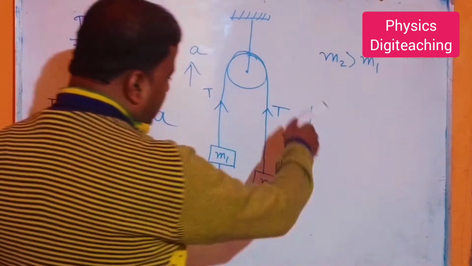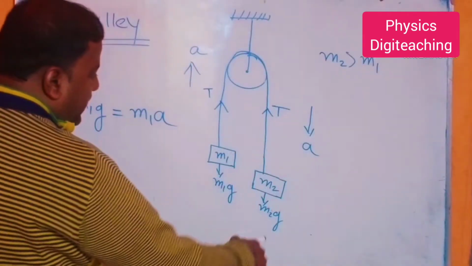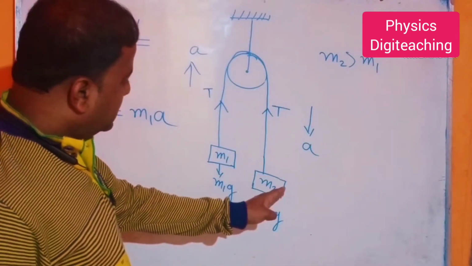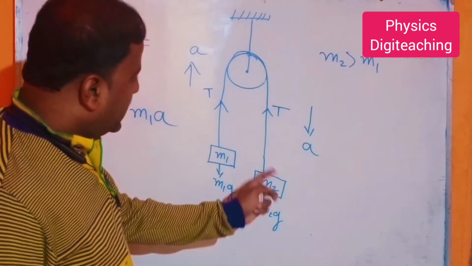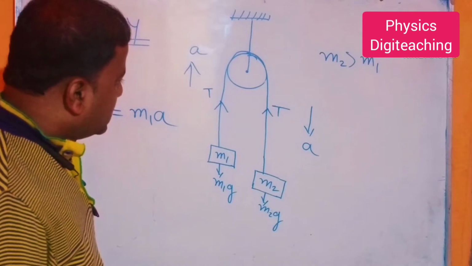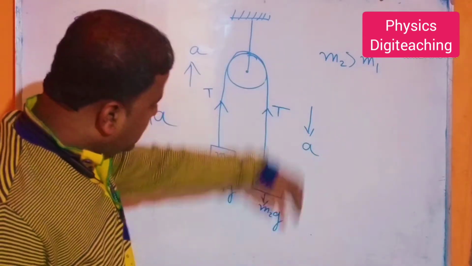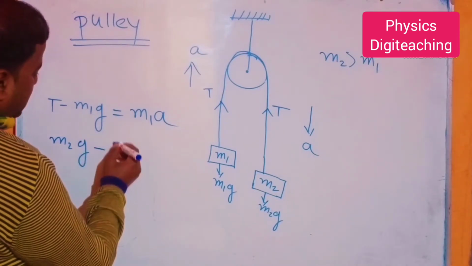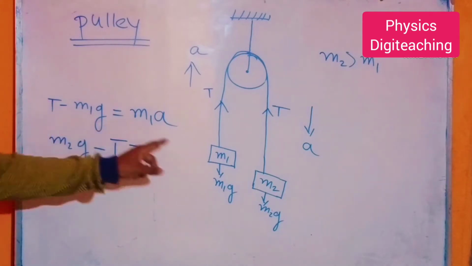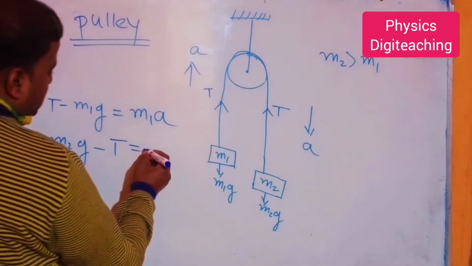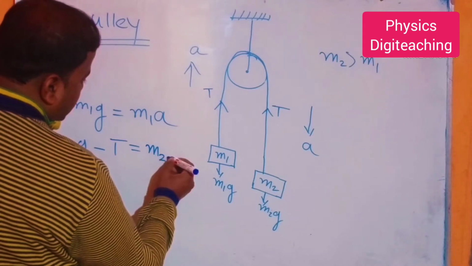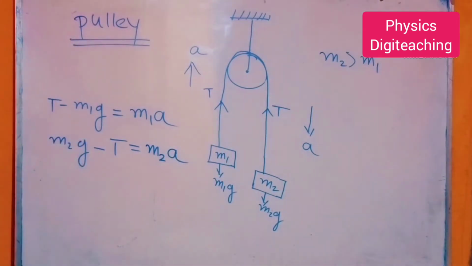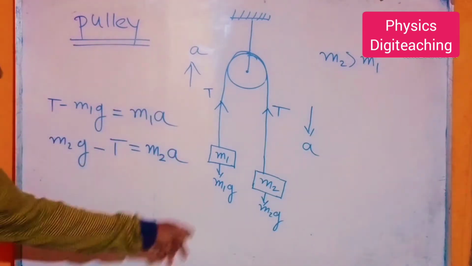Now we set up the equation of motion for the body M2. Here we see that M2G acts downward and the tension T acts upward. The body moves down, therefore the net downward force is M2G minus T. This is the net force, and we know the total force equals mass into acceleration, that is mass M2 and acceleration, M2A. These are two equations. Now we can solve these two equations to find the tension and acceleration of the system.